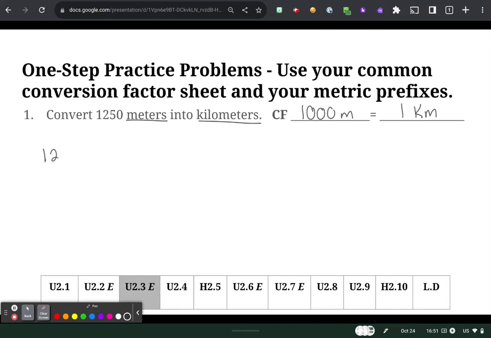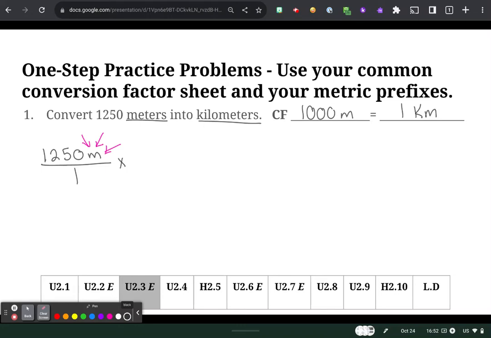Then I'm going to set up my problem. So I always start with the unit that I'm given in the problem. And it is crucial, absolutely crucial, that you put the unit in there. Because again, this whole thing is about units. That's how you know what to do.